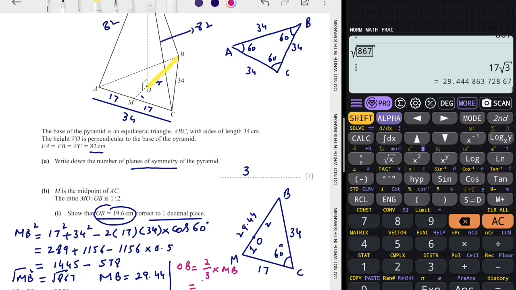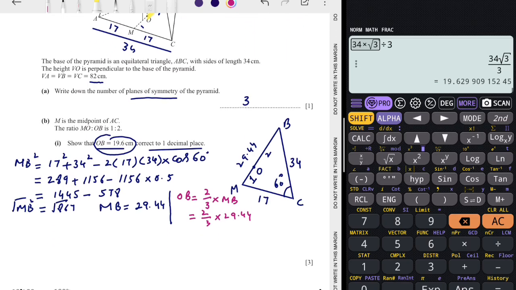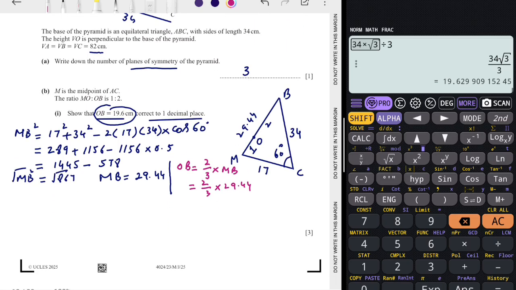So it would be 2 by 3 times 29.44. We will simplify it. Times 2 is equal to this one, divide by 3. So the final answer will be 19.62. This would be the final answer.